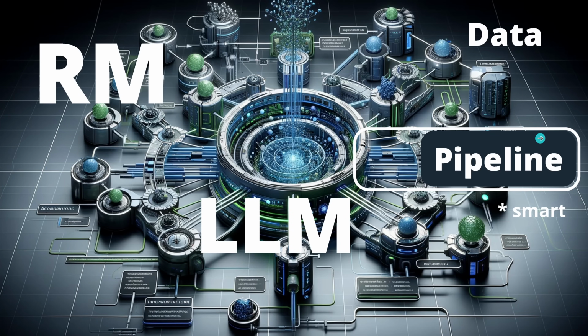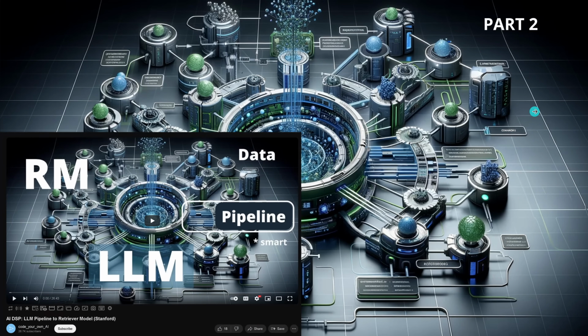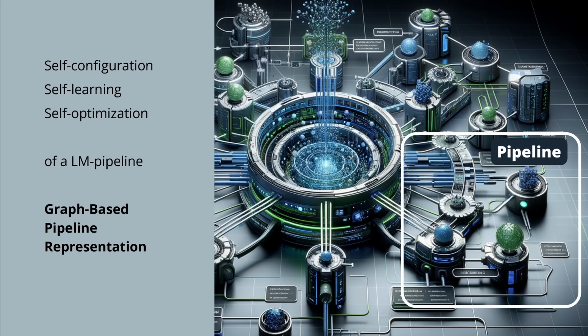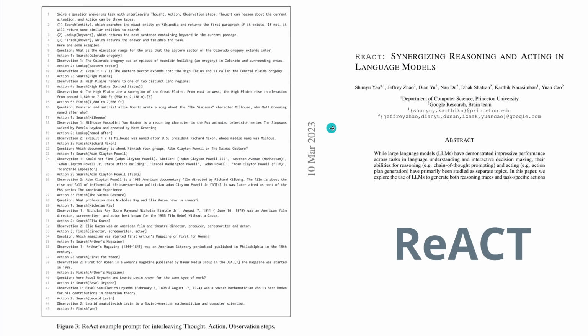We're gonna code a smart intelligent pipeline between our large language model and our retrieval model and our data models. This is part 2. If you've missed part 1, this is the way to go. So you remember we want to have a pipeline for self-configuration, self-learning, self-optimization, and we found out in part 1 that our pipeline representation should be graph-based, and we can use here the graph theory tools and mathematics to optimize our pipeline. Now, what is the problem?